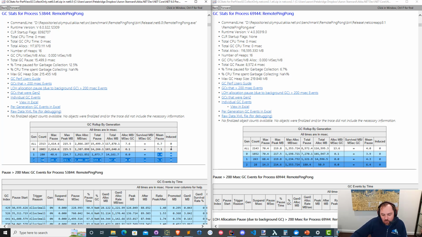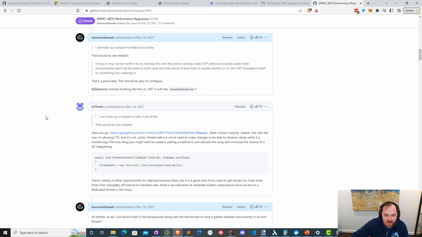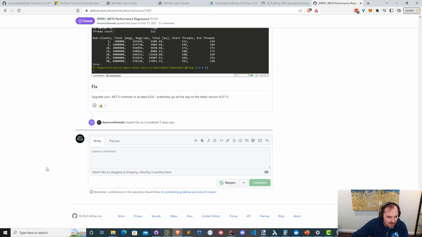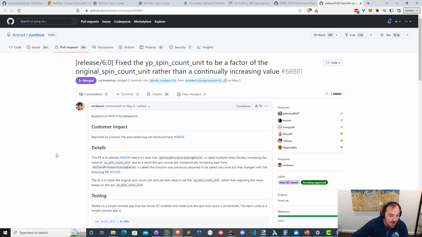Now, this wasn't the only thing that was going on inside the application that could have potentially caused some performance problems. We also needed to take a look at the .NET thread pool as well, and also the CPU profiling data. I don't have a ready-made chart to demonstrate what that looks like, but we were pointed to this fix by the CoreCLR team after they took a look at our CPU and sampling metrics.